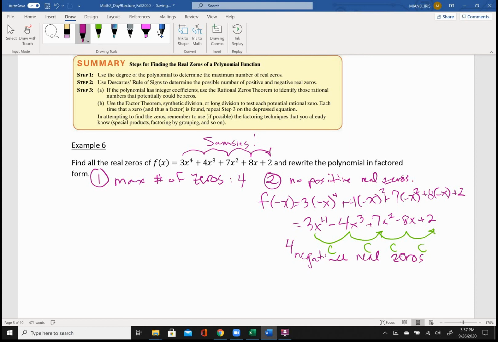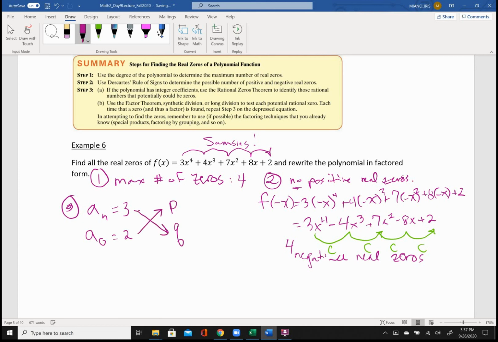So knowing that there are no positive real zeros, that's going to help us narrow down the list of possible zeros in the next step, okay? So because we have integer coefficients, we can use the rational zeros theorem. Note that a sub n is 3, and that a sub 0 is 2. So our P and our Q are going to be as follows.